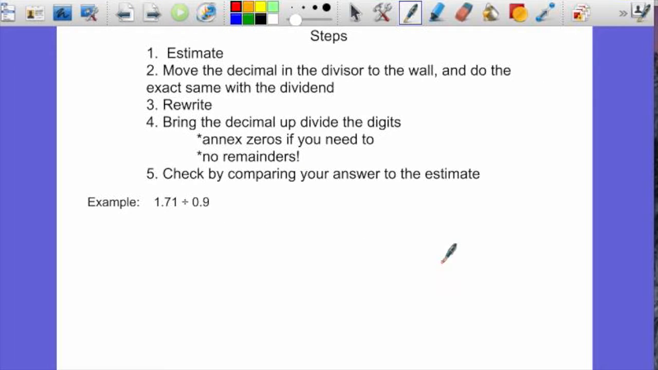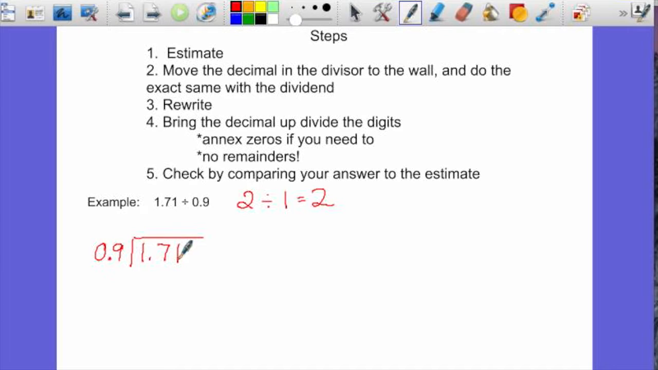So first example here, we've got 1 71/100 divided by 9/10. First let's try to estimate this. This is more like 2 divided by 1, so our answer is somewhere in the range of 2. Now let's rewrite it in the long division format. We make sure to put our divisor on the outside, 9/10, and our dividend in the house.